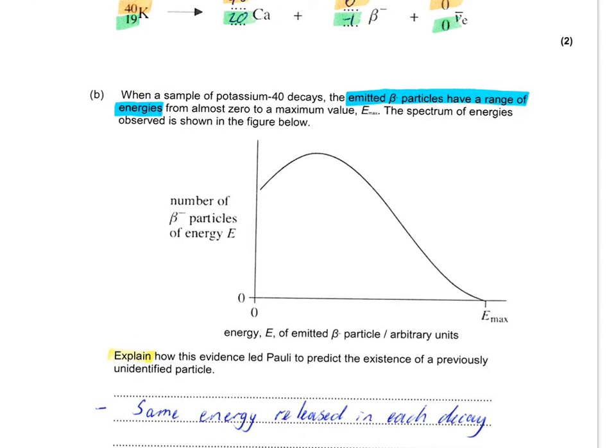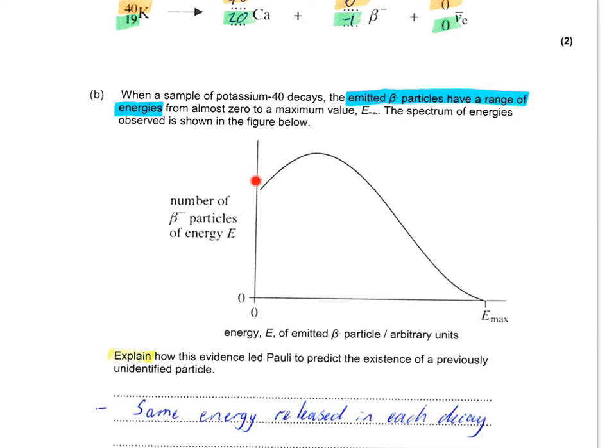When a sample of potassium 40 decays, the emitted beta minus particles have a range of energies from almost 0 up to that maximum value, Emax. There's that maximum value, and the spectrum of energies observed is shown in the figure below. So this is about the number of particles, and that's the energy.